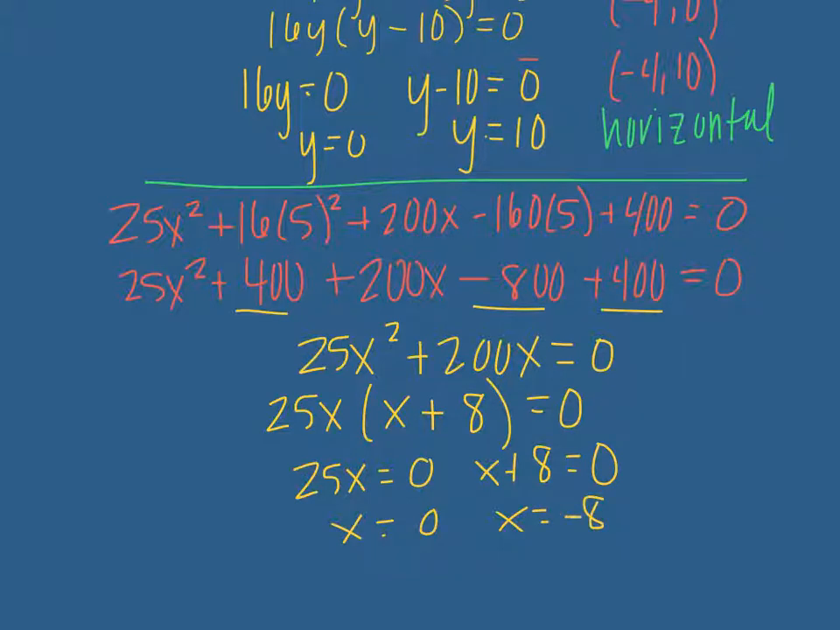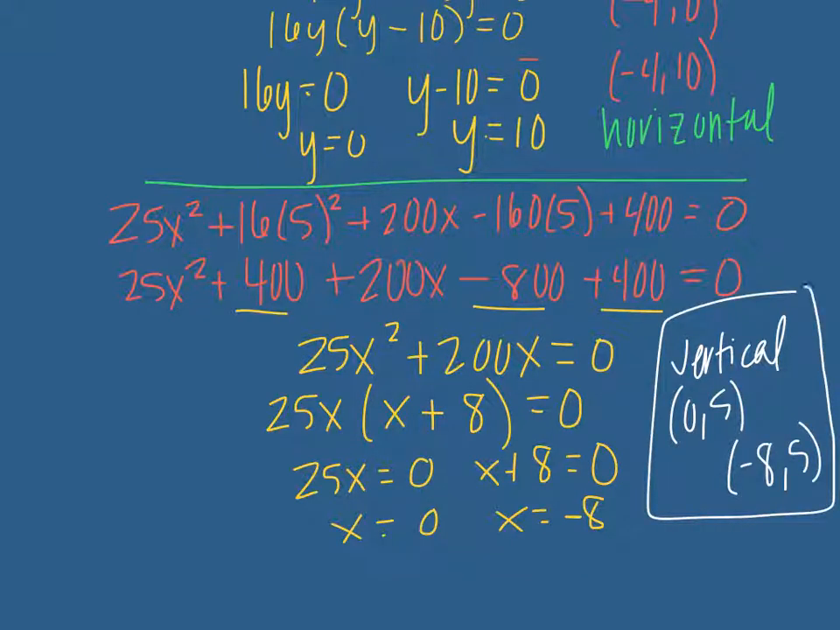And remember, the y value that I plugged in was 5. So what we have just found is that it has a vertical tangent line at the points 0, 5, and negative 8, 5. I really hope those are all the right answers. I think they are.